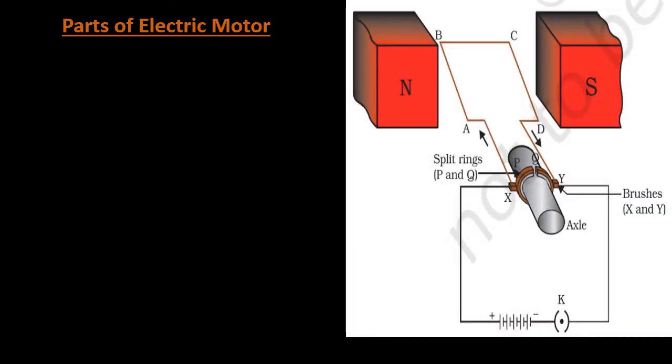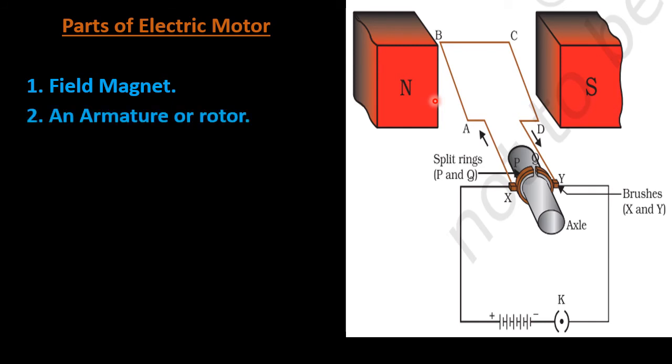Now let us discuss the different parts of the electric motor. So the diagram is here. The first part is the field magnet. This north pole and south pole is the field magnet, which produces a uniform magnetic field in between them, within this gap.